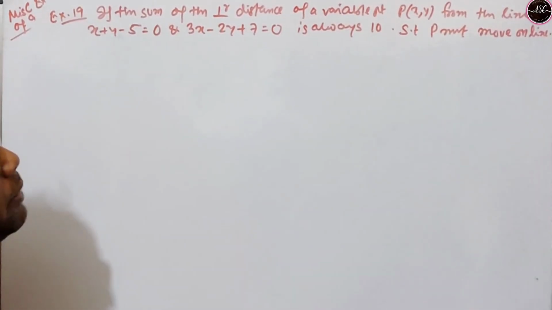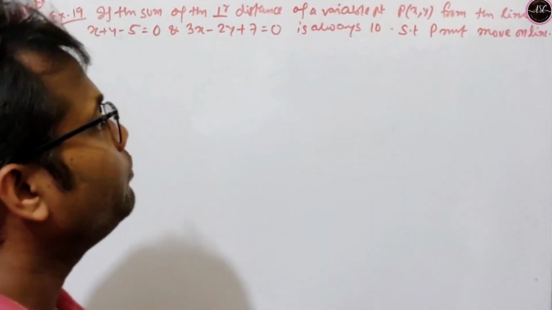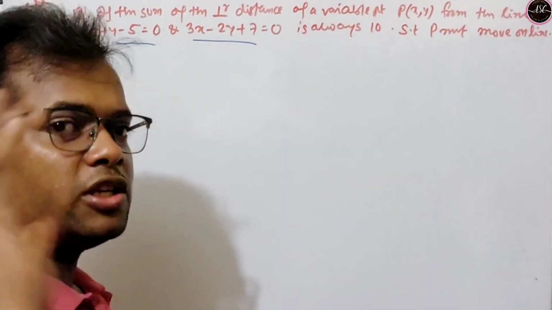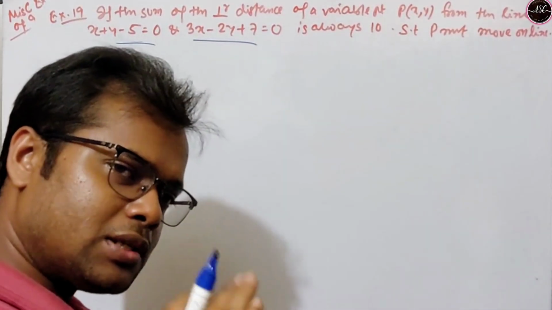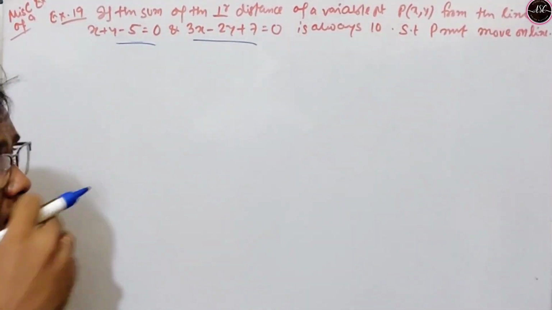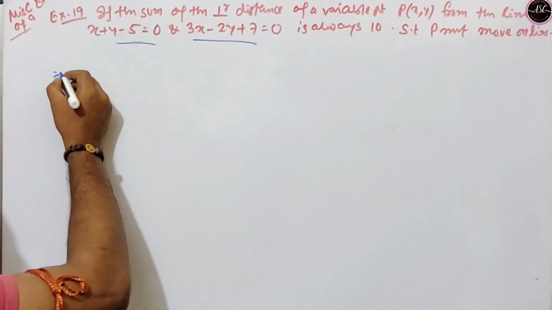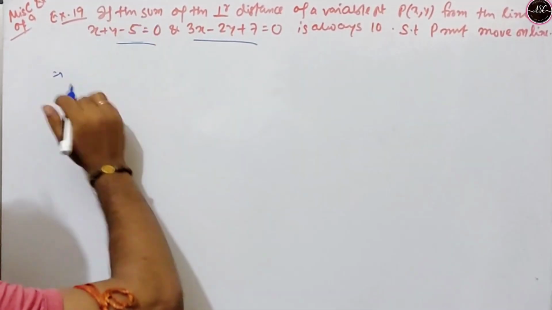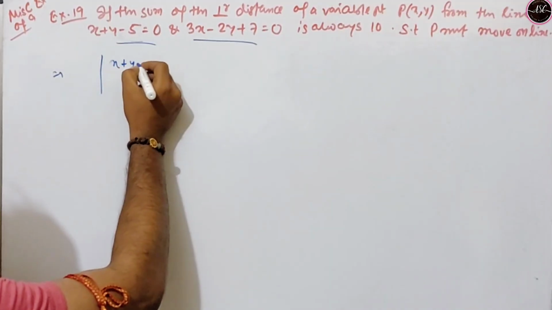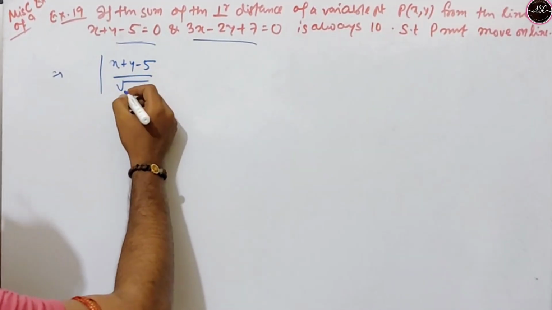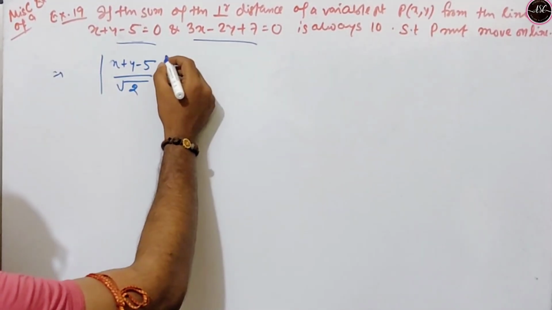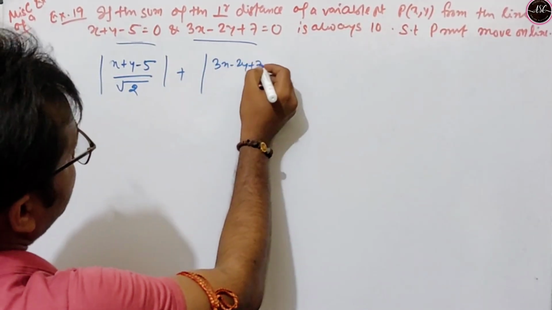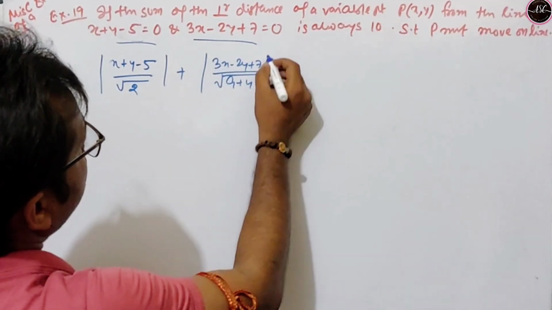Then look at this question. If the sum of the perpendicular distance of a variable point P(x, y) from the lines x plus y minus 5 equal to 0 and 3x minus 2y plus 7 equal to 0 is always 10. Okay, so the sum of the perpendicular distances of a point from these two lines equal to 10. So here the point P(x, y). So the perpendicular distance from this line is mod of (x plus y minus 5) divided by root of 2, plus mod of (3x minus 2y plus 7) divided by root of (9 plus 4) equal to 10.